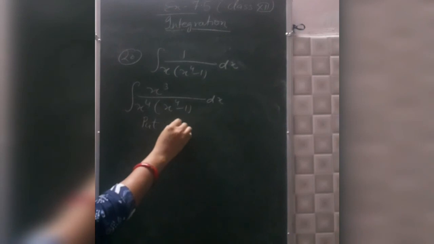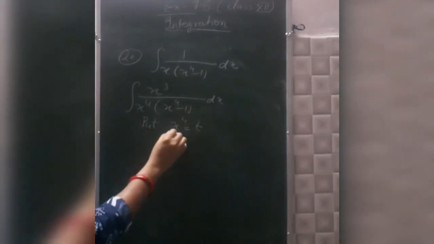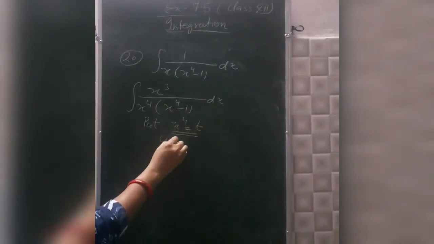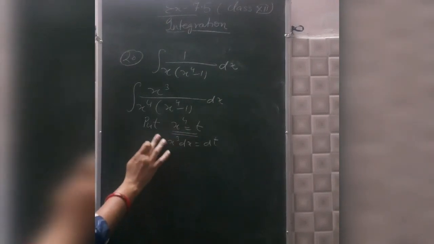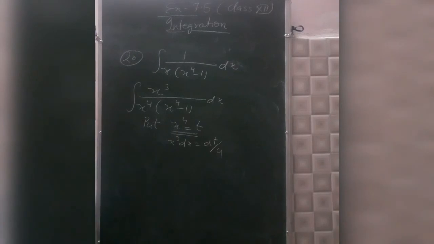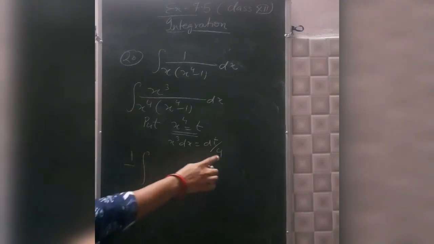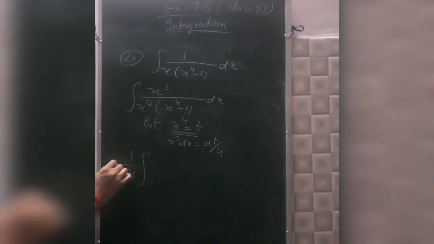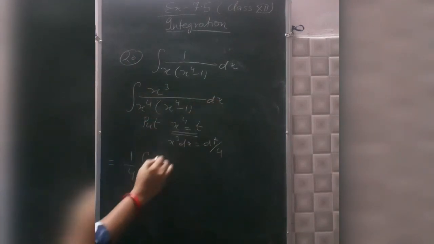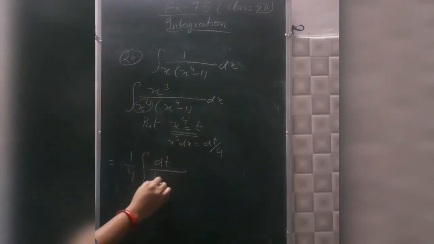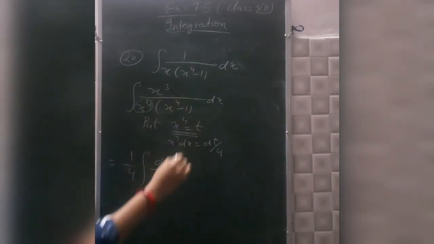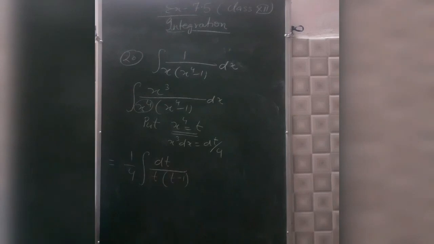You will put x raised to power 4 equals t, and the derivative of x raised to power 4 is 4x cube into dx, this equals dt, or you can say x cube into dx equals dt by 4. So here take this 1 by 4 common outside the integration. This x cube into dx can be written as dt. In place of x raised to power 4, write t. x raised to power 4 minus 1 can be written as t minus 1.